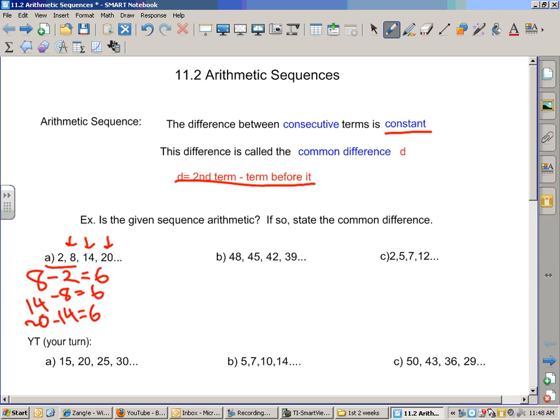So when they ask, is the given sequence arithmetic? We can say yes. And when they ask, state the common difference, we can say that D equals 6. And that problem is done.